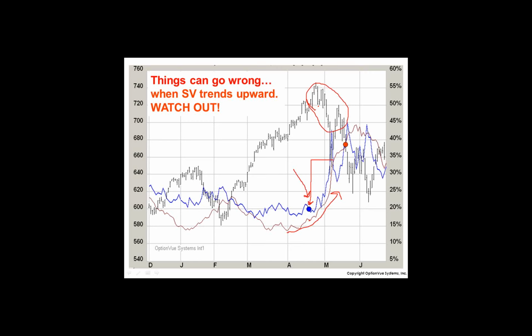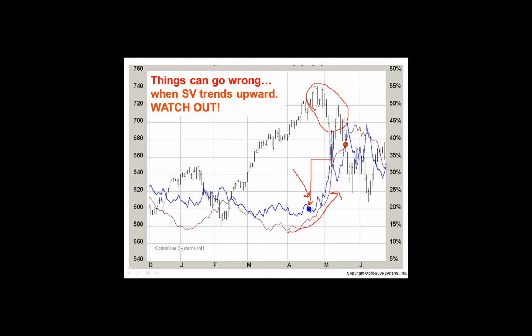All right? So this is what happens when things go wrong. SV trends upward. Put on the brakes. You better watch out. Now, how can we put some measurement on this? This is what happens when things are not right for selling premium, when SV is trending upward.